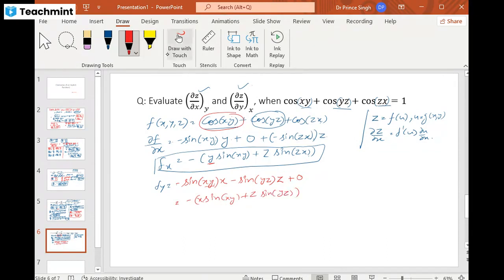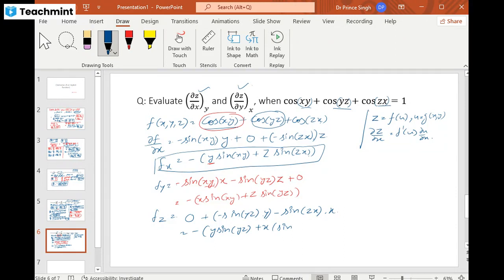Now, last is the derivative with respect to z. Again, the derivative of cos xy is 0. The derivative of cos yz is minus sine yz, and the derivative of yz is y. And the derivative of cos zx is again minus sine, and the derivative of zx with respect to z is x. So this is minus y sin(yz) plus x sin(zx). All the three derivatives are known.